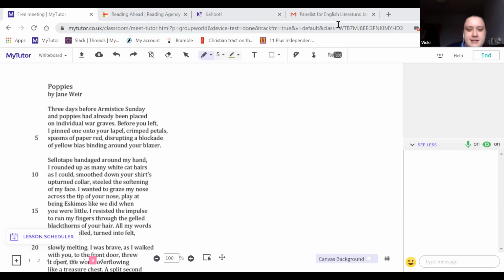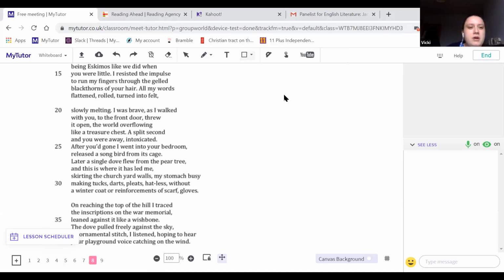All my words flattened, rolled, turned into felt, slowly melting. I was brave as I walked with you to the front door, threw it open, the world overflowing like a treasure chest. A split second and you were away, intoxicated. After you'd gone, I went into your bedroom, released a songbird from its cage. Later, a single dove flew from the pear tree, and this is where it has led me.